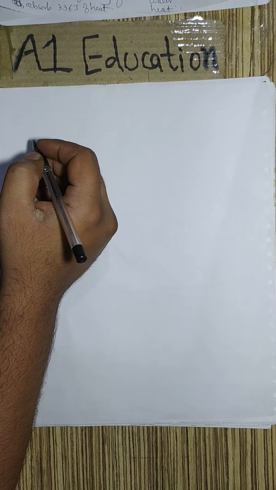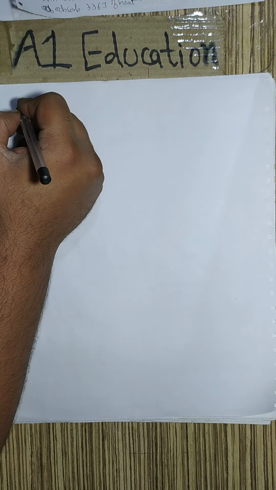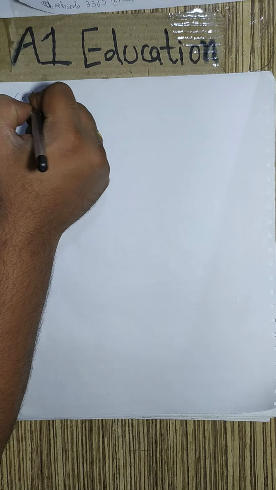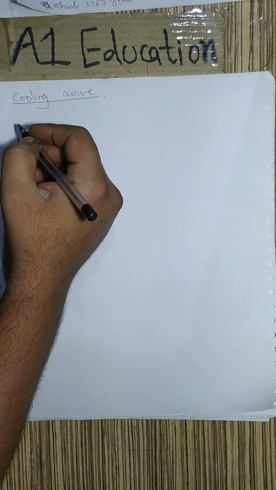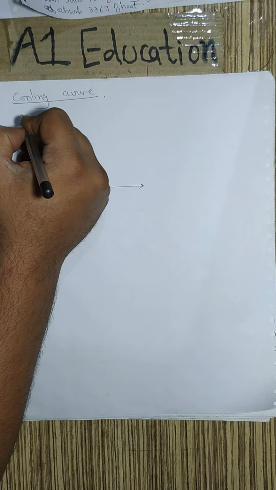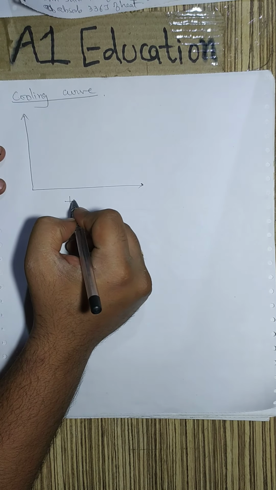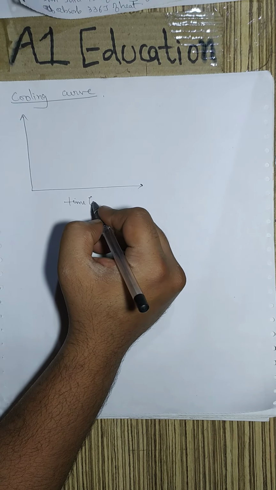Next, we try to draw a cooling curve. Cooling curve denotes the variation of temperature versus time when the substance is cooled. Especially here we talk about the water.